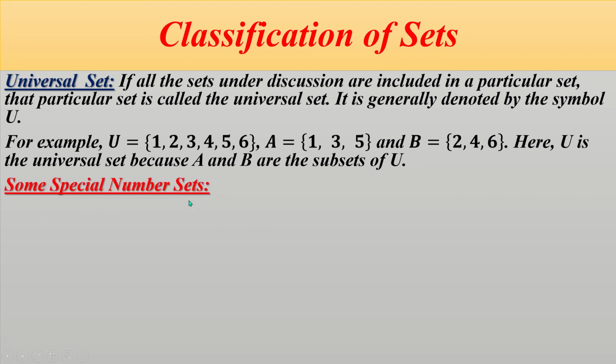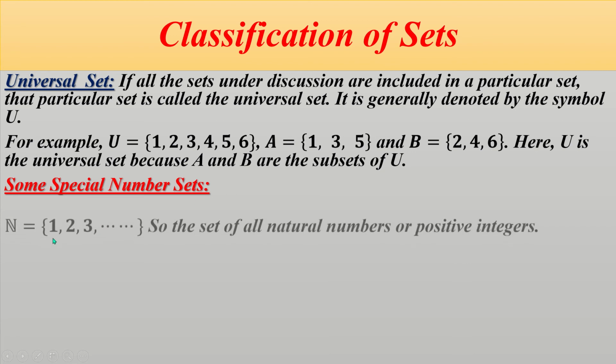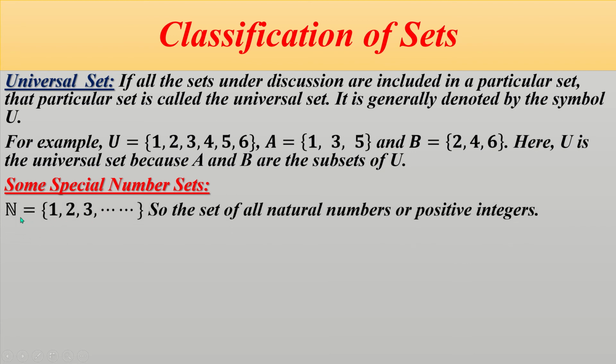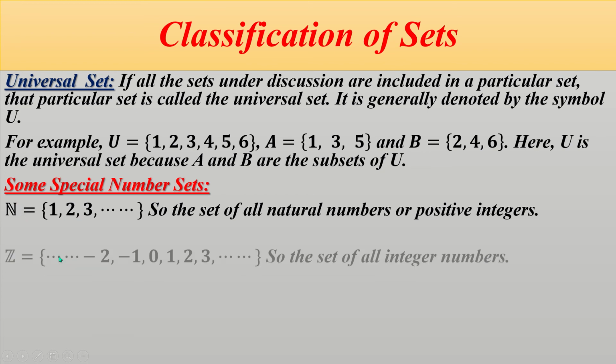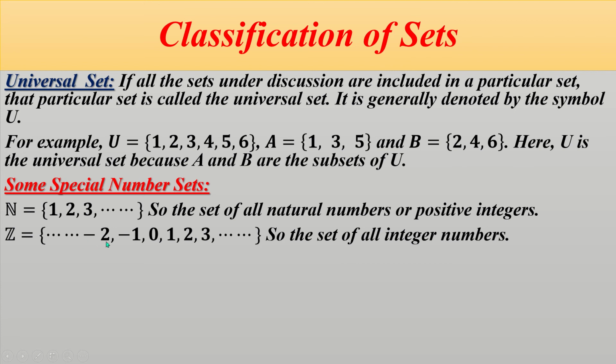Some special sets of numbers. Here N is equal to 1, 2, 3, and so on. This is the natural numbers, N denotes the set of all natural numbers or positive integers. Z is equal to dot dot dot, minus 2, minus 1, 0, 1, 2, 3, dot dot dot. So it is the set of all integer numbers. That's denoted by this.